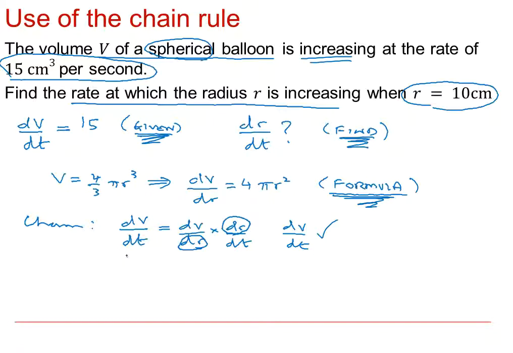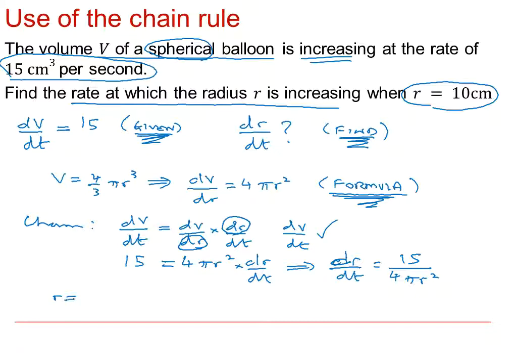So dV by dt was given as 15. dV by dr is 4 pi r squared using a formula, and dr by dt is the thing we are trying to find. So if we rearrange this now for dr by dt, we get dr by dt is 15 over 4 pi r squared, and often these questions ask you to find a rate of change at a particular instance, and the one we're interested in is when the radius has reached 10 centimeters.